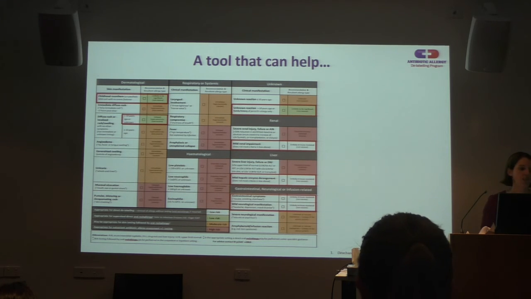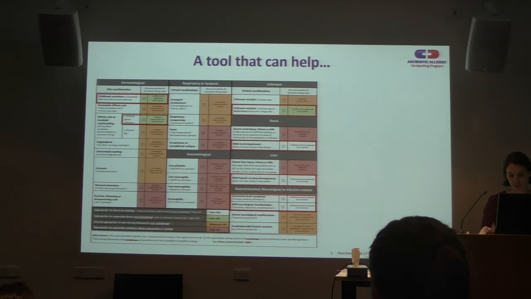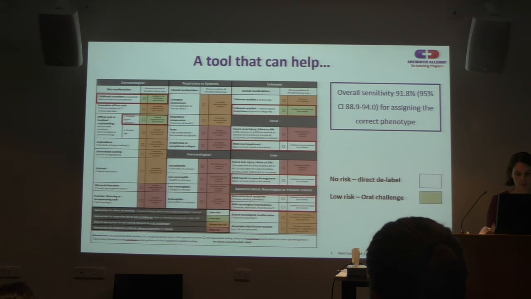Against each type of sign or symptom, we've then put a traffic light system to help you work out what the allergy phenotype might be. So our reds are our high risk allergies. A common example might be a skin shedding type of rash, which tends to be a delayed reaction. Your oranges are a moderate risk, which would require a specialist skin test.